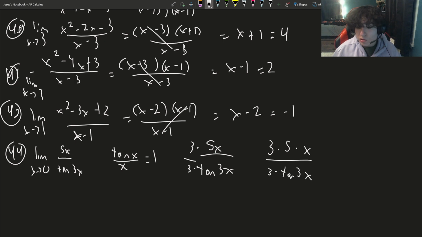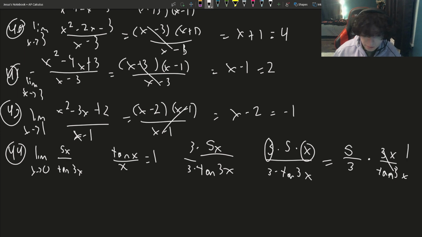So the way we could do this is we have a 3 and an x, and we just basically take out the 5. So we would just have 5 and then over, and then we could just get this 3 and then multiply it with 3x over 10. Oh, 10, 3x. So right here, this is just 1. And then 5 over 3. Hopefully that makes sense.